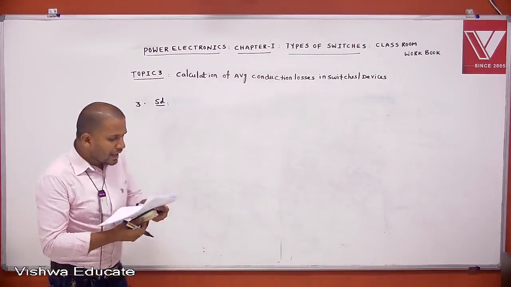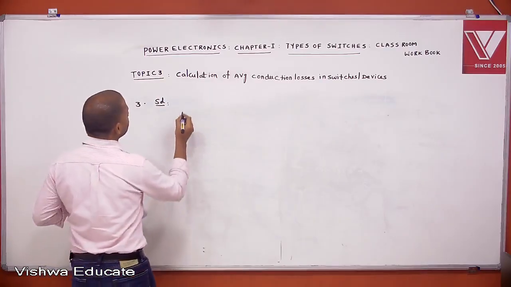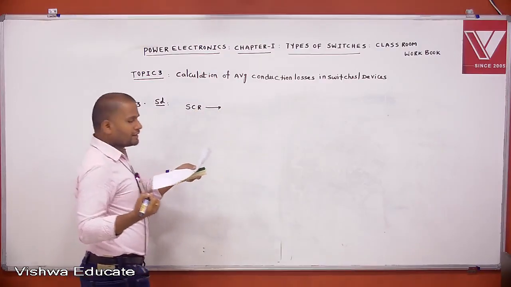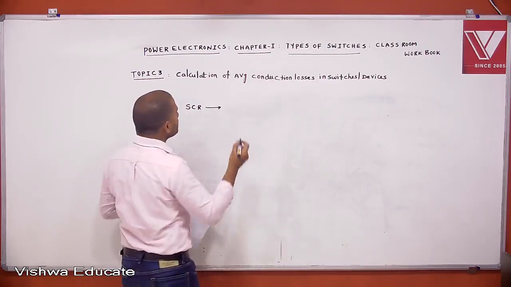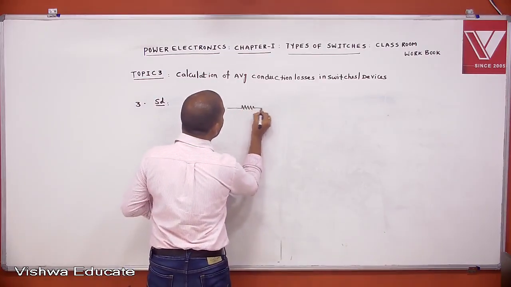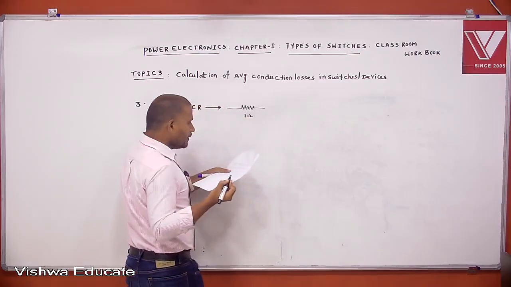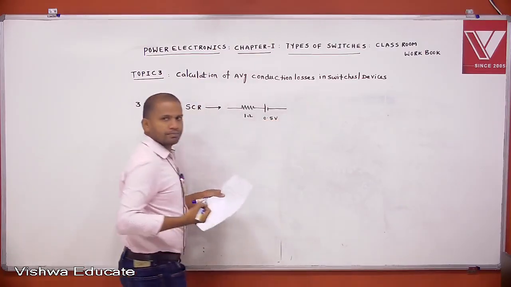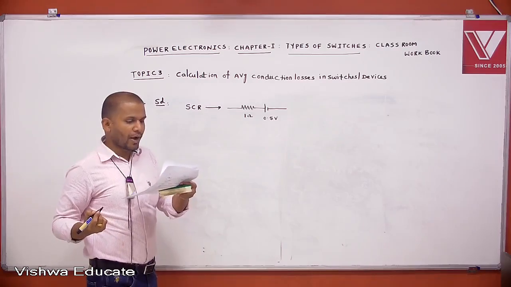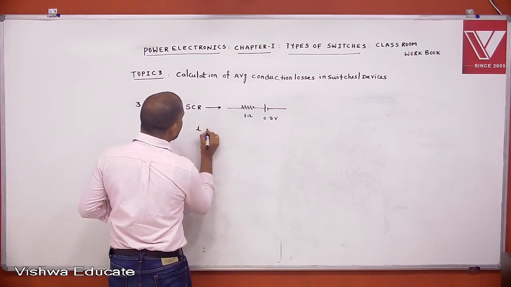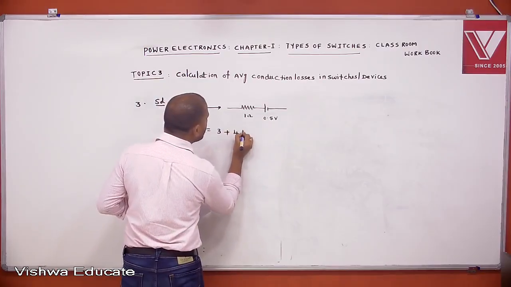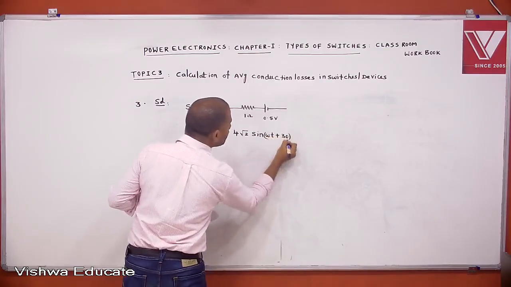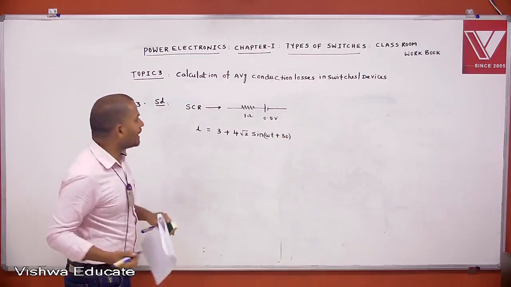Given is, SCR is modeled as on-state resistance of 1 ohm and voltage drop of 0.5 volts. A current i equal to 3 plus 4 root 2 sin omega t plus 30 is applied to the SCR. The average conduction losses equal to.